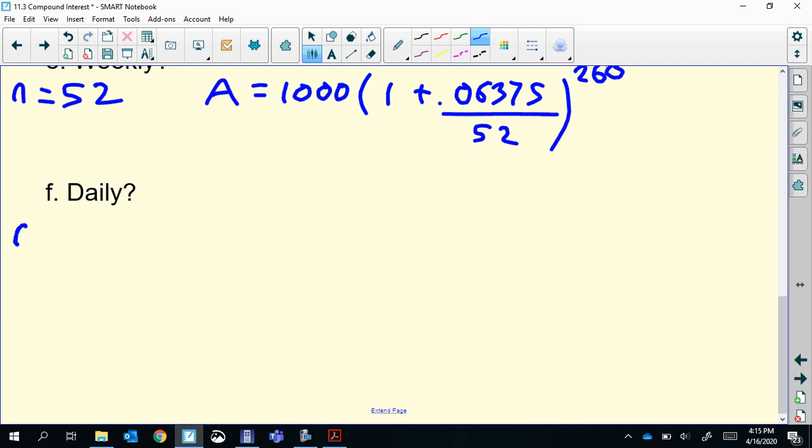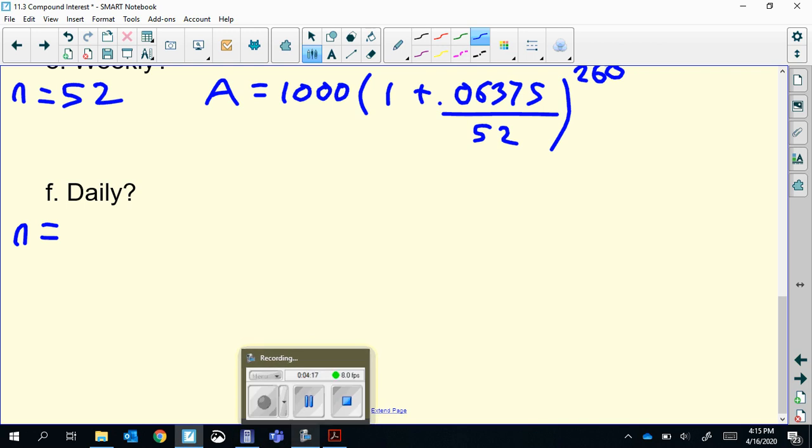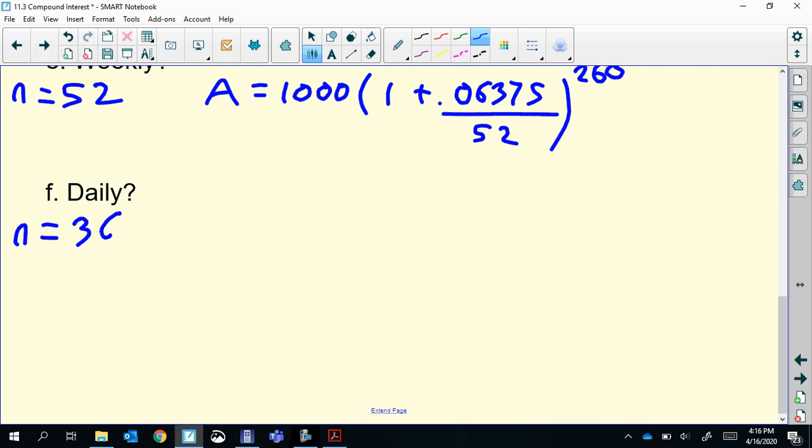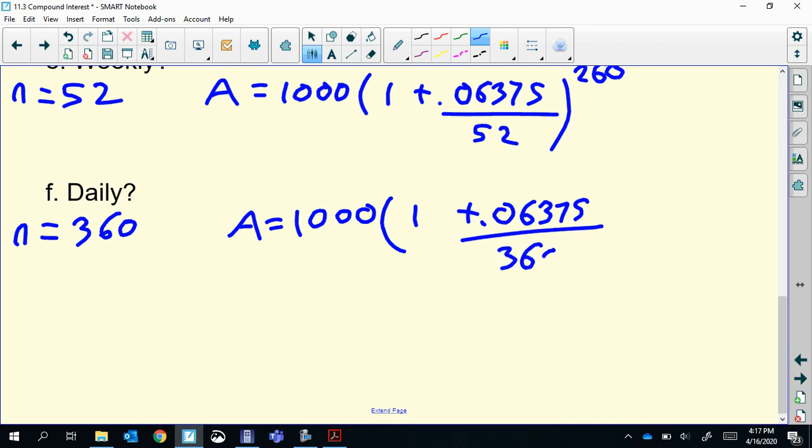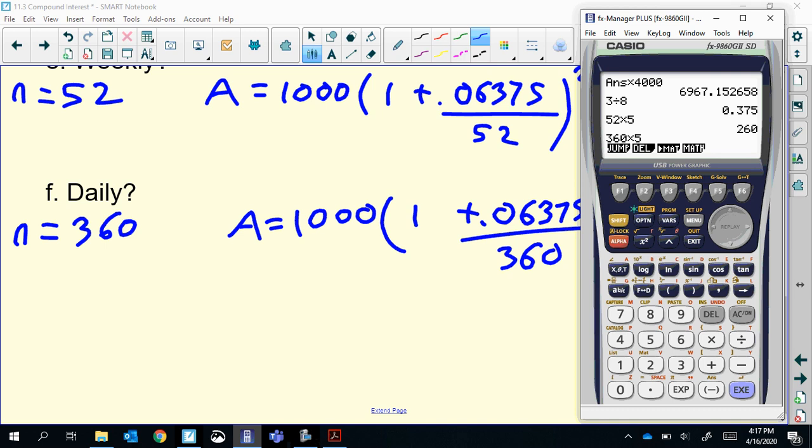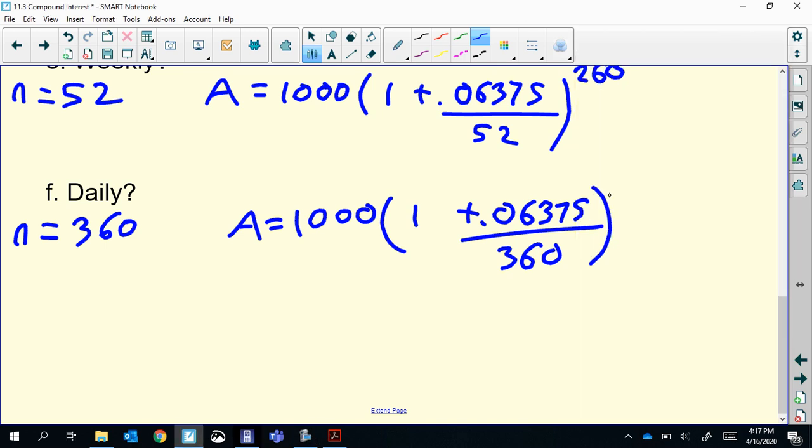And then this one for daily. We're going with 360 for daily. Yes, we know there's 365, but according to our notes, that's what banks use, is 360. Maybe it's because they take off 5 holidays a year or something like that. I don't know. All right, and then our exponent is going to be 360 times 5. That's 1,800.